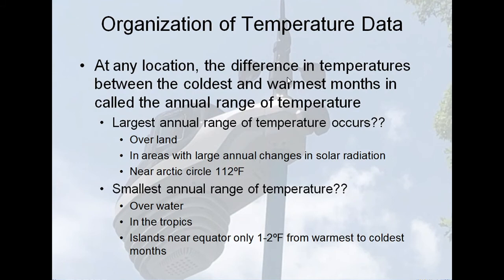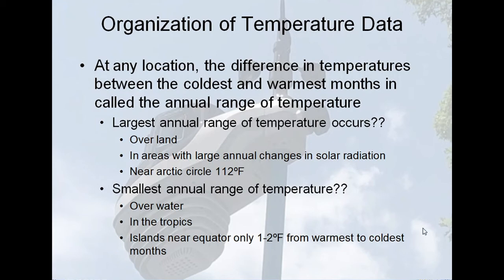All right, organization of temperature data. At any location, the difference in temperatures between the coldest and the warmest months is called the annual range of temperature. The largest annual range of temperature occurs over land, and that's just because land heats and cools way faster than water, so water is not going to change that much. You're not going to get a big temperature range over water, so that's always going to be over land.